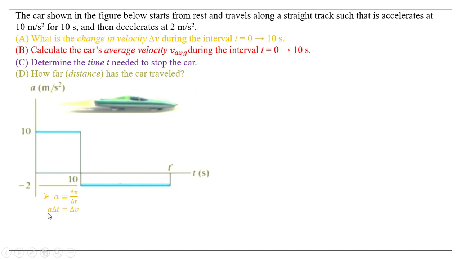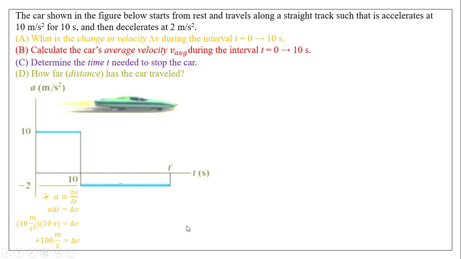A is given as 10 meters per second squared, and that's positive because it's above the t-axis, and then T here is just 10 seconds because it's specified from 0 to 10 seconds. So I have 10 meters per second squared times 10 seconds. The answer is going to be plus 100 meters per second, which is the change in velocity. Velocity is a vector, so I'm going to include the fact that it's moving to the right. Why? Because this particular area is positive.